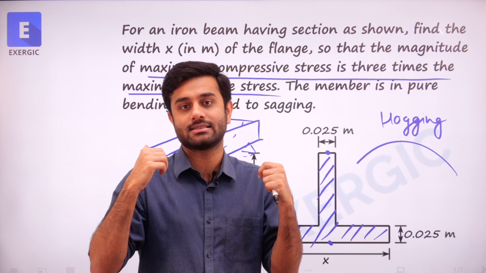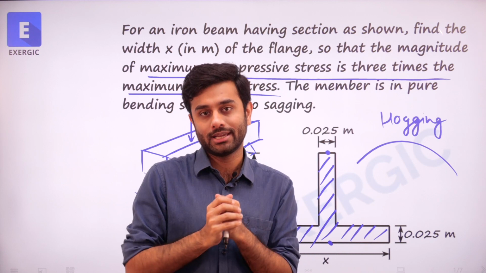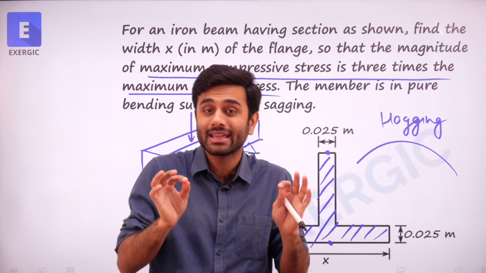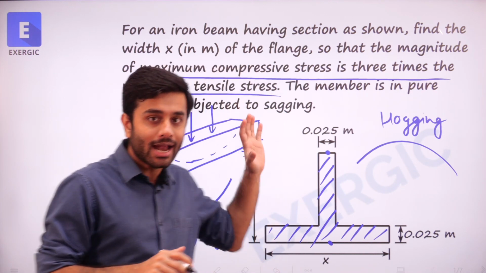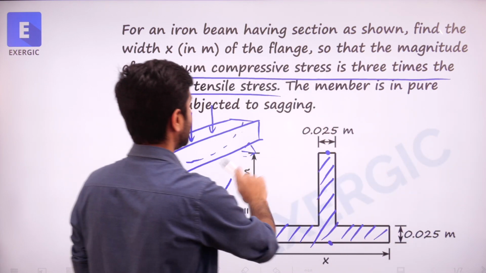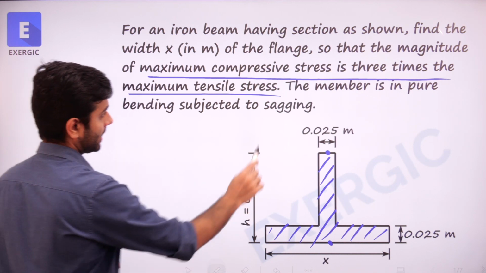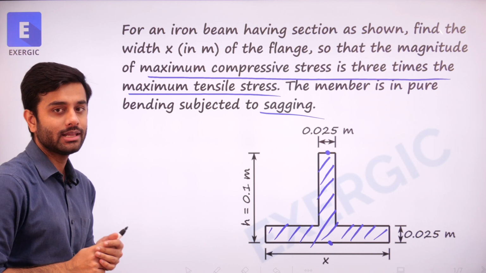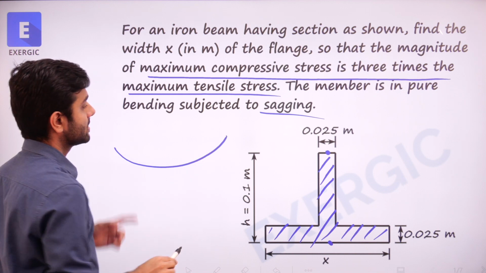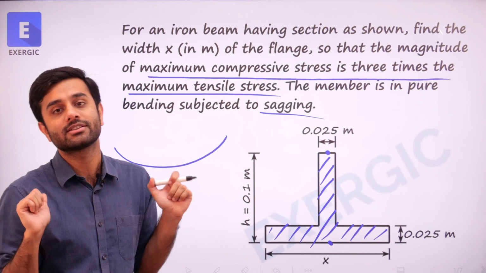You can have cases and questions where you may have an upward acting load, or a moment would be acting in such a way that top fiber would be under tension, bottom under compression. So don't make it a habit. Whenever you have been given such a question, read the question carefully, what it tells about the direction of the load. For example, in this question, it told you directly, pure bending is occurring subjected to sagging. Means the beam is going to bend like this. Means the top fiber would be under compression, bottom fiber would be under tension.